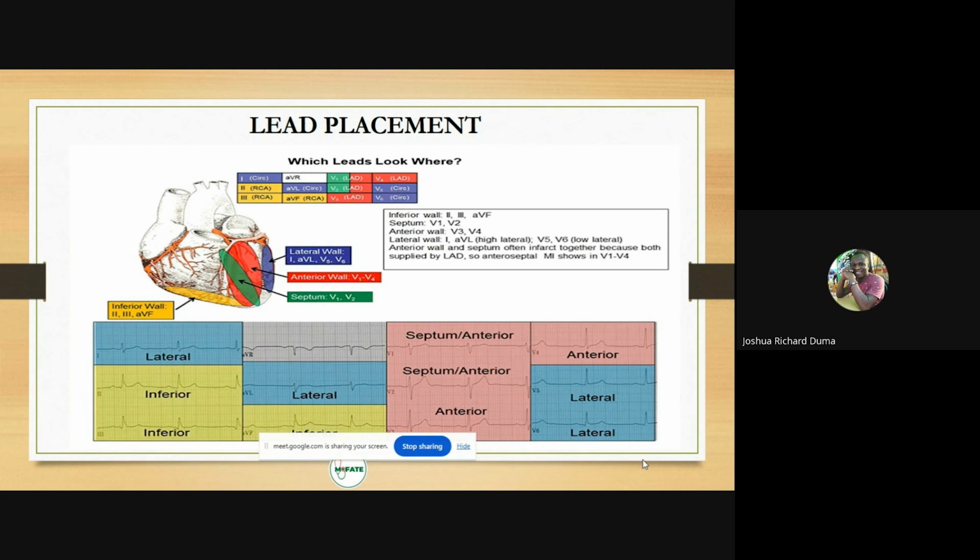We also have lateral leads. Lateral leads are the leads which picture the lateral part of the heart. We have lead 1, AVL, V5 and V6. Whenever something is happening in the lateral part of the heart, it can be seen through lead 1, AVL, V5, and V6. We also have the anterior wall of the heart, which can be easily seen through V1 to V4. So in short, once you have the 12 lead ECG strip, one of the most important things is that you should be able to identify which exactly part of the heart is suffering.